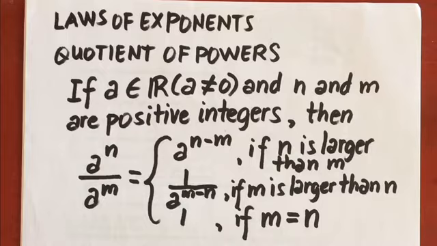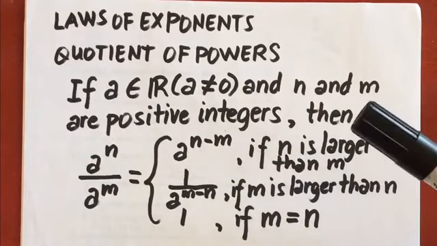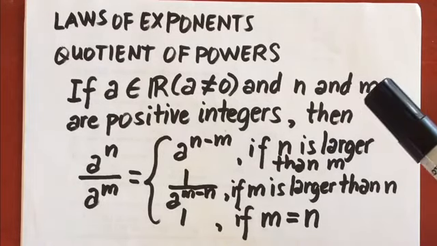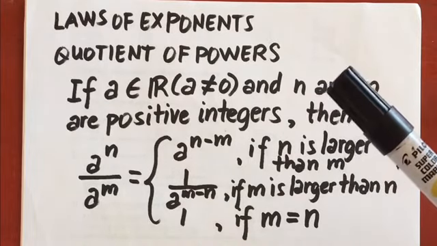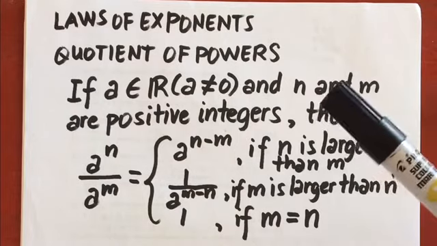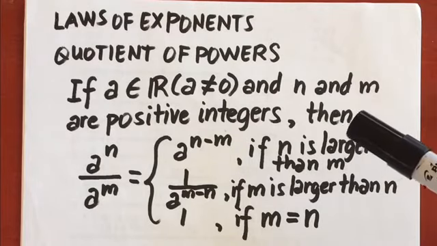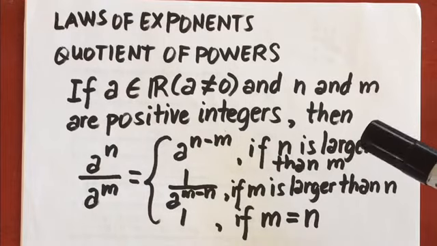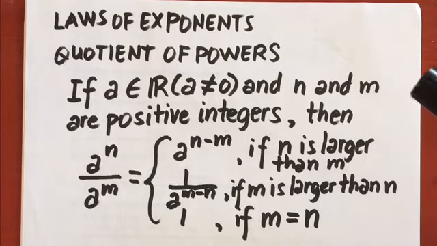First, that will be equal to a to the power of n minus m if n is larger than m, meaning the exponent of the numerator is larger than the exponent of the denominator. Another case is 1 over a to the power of m minus n, that is if m is larger than n, or the exponent of the denominator is larger than the exponent of the numerator. And last, it is equivalent to 1 if m is equal to n.